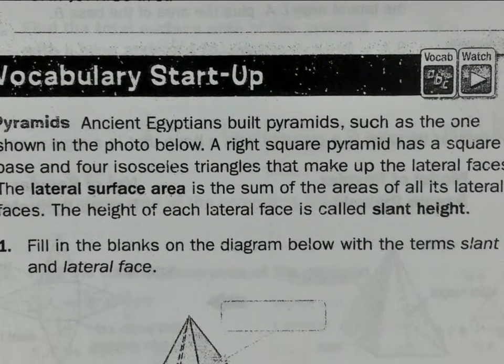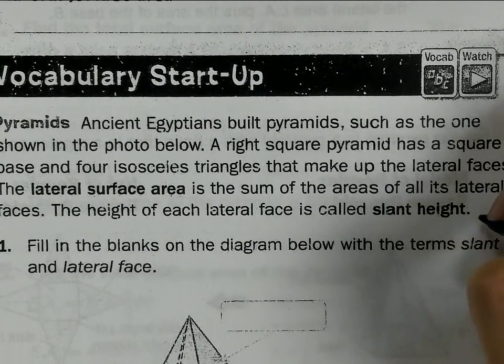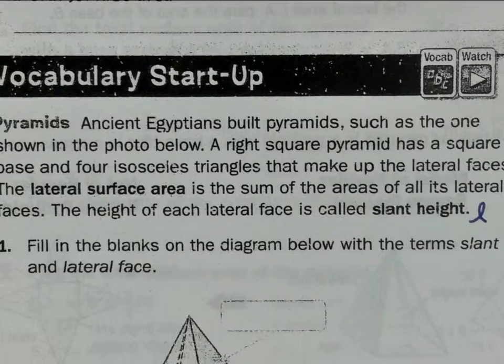The lateral surface area is the sum of the areas of all its lateral faces. And then we have the height of each lateral face, which is called the slant height. And we're actually going to denote that with a cursive L.